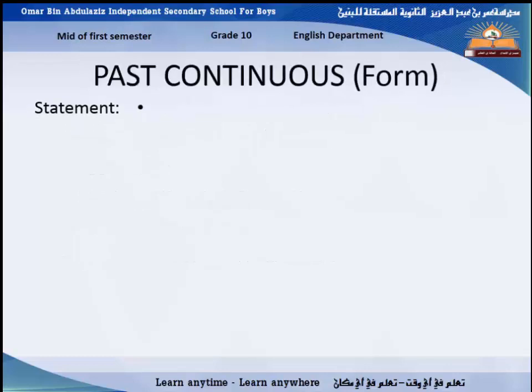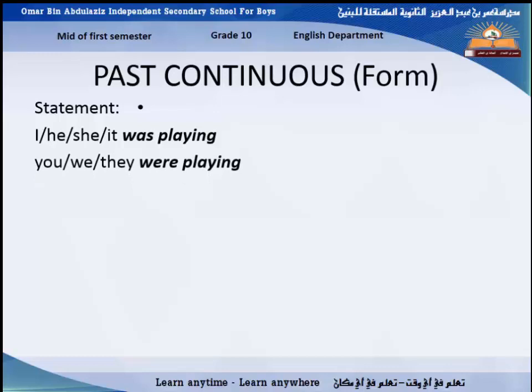Now we will move to the second form of past forms, which is the past continuous or the past progressive. The past continuous is formed using the words was or were plus verb plus ing. Was is used mainly with I, he, she, it, or any singular noun, while were is used with you, we, they, or any plural noun.